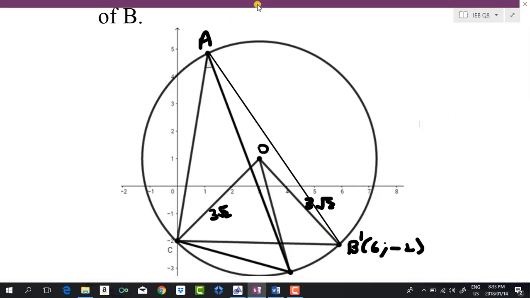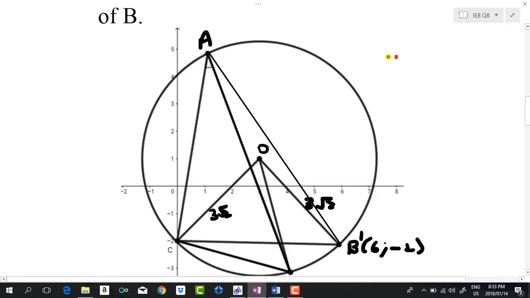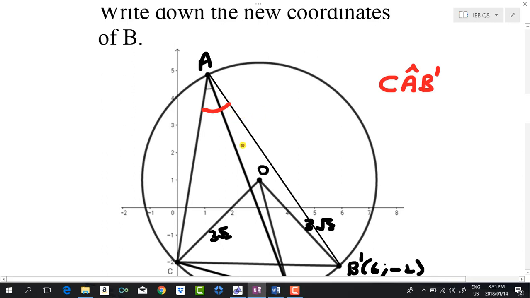So what we're looking at is this angle here. Let's get another red pen. We're looking at the angle C, A, and B prime. This is the angle we're looking for there. Now, that's quite difficult to do, but if you go down to the bottom triangle here, remember that this line CB image is parallel to the x-axis. So if we can find this angle, which is actually double that angle.